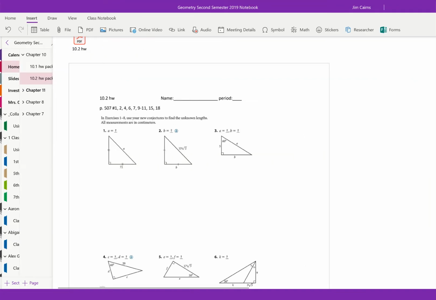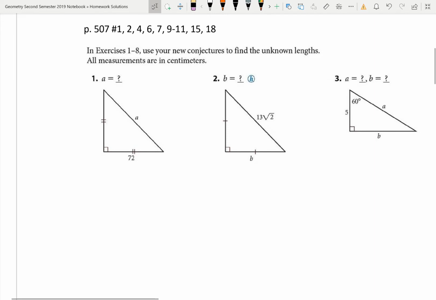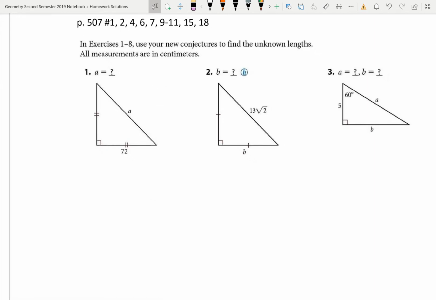All right, in this video, I'm going to go over the 10.2 homework. Starting with number 1 here. So use your new conjectures to find the unknown lengths.